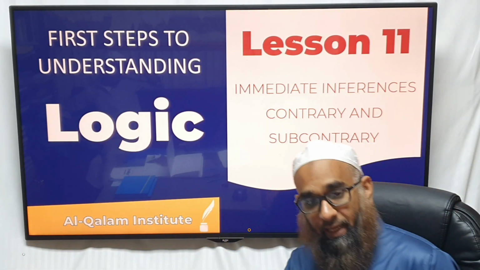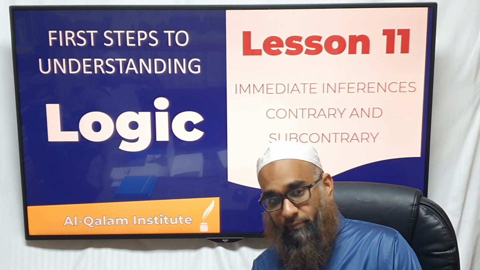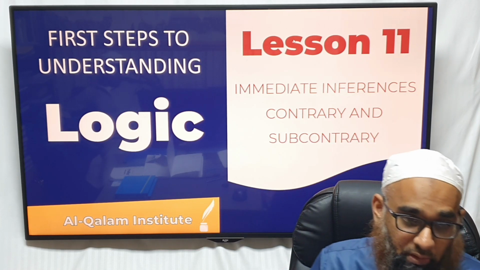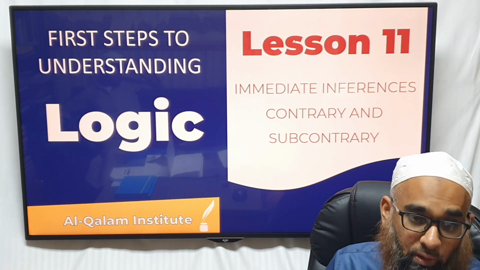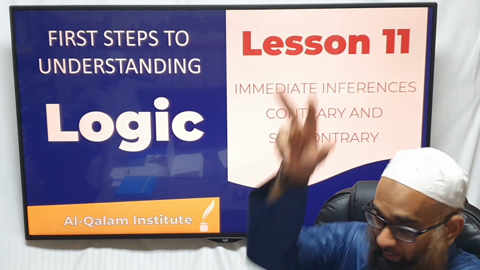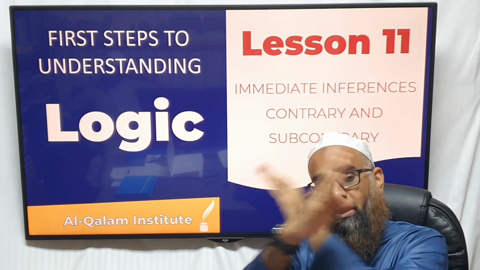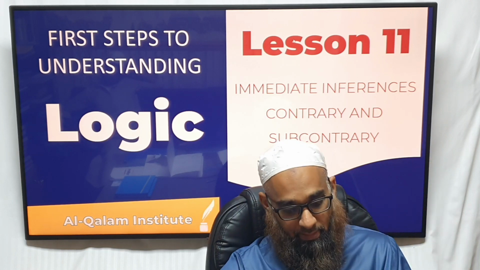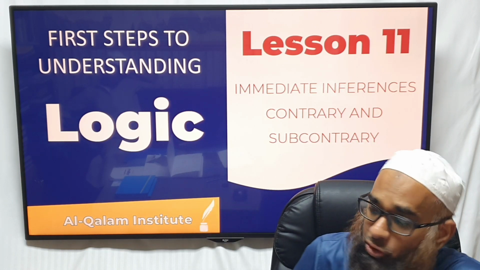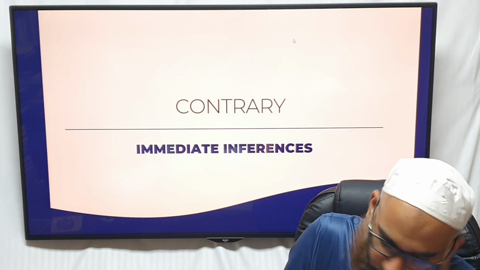So last time we had the contradictory, which is called what in Arabic? Tanaqud. And we had tadakhul, which is called what? Subaltern. And so the tanaqud goes like this on the square of opposition, and subaltern goes down like this. Now we have contrary and subcontrary. How does it work? The contrary.